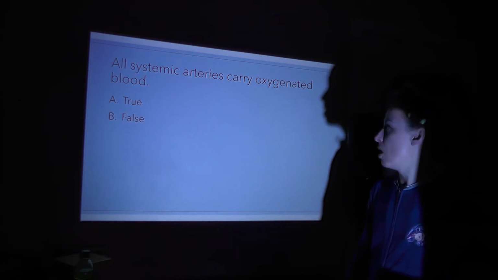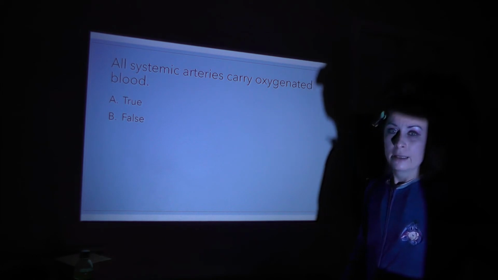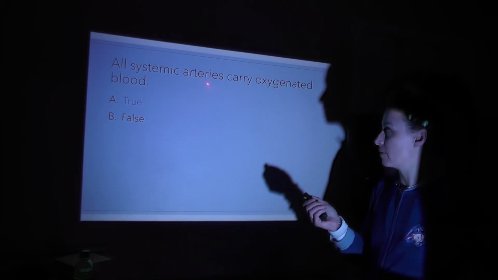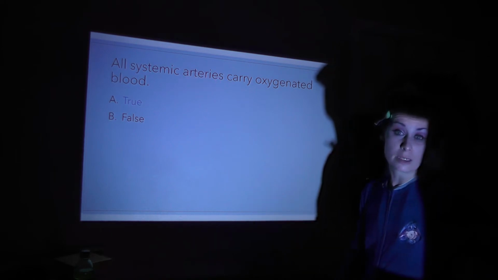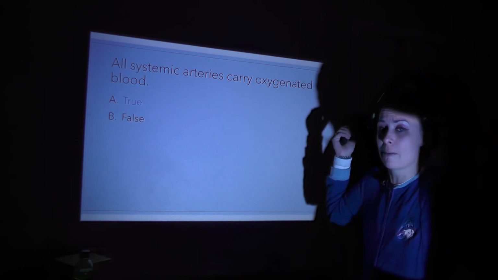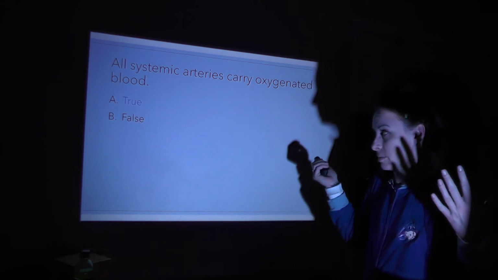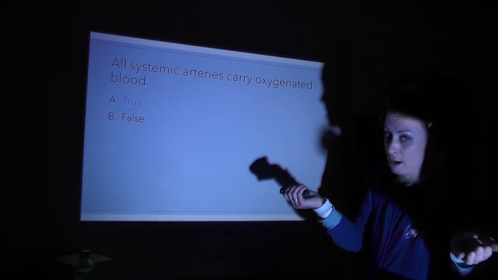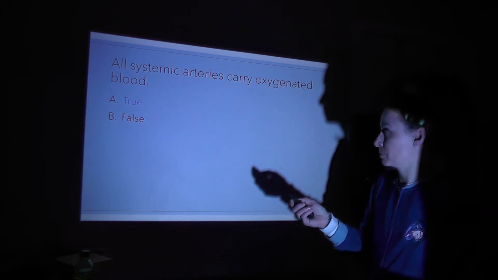True or false? All systemic arteries carry oxygenated blood. This is what is true, and when most people think of arteries, this is what they're thinking of, the systemic arteries. That's because there are a bunch more systemic arteries, because your entire system is a lot bigger than the pulmonary system. Doesn't mean that your pulmonary arteries aren't arteries carrying blood away from the heart. They are, it's just deoxygenated blood.